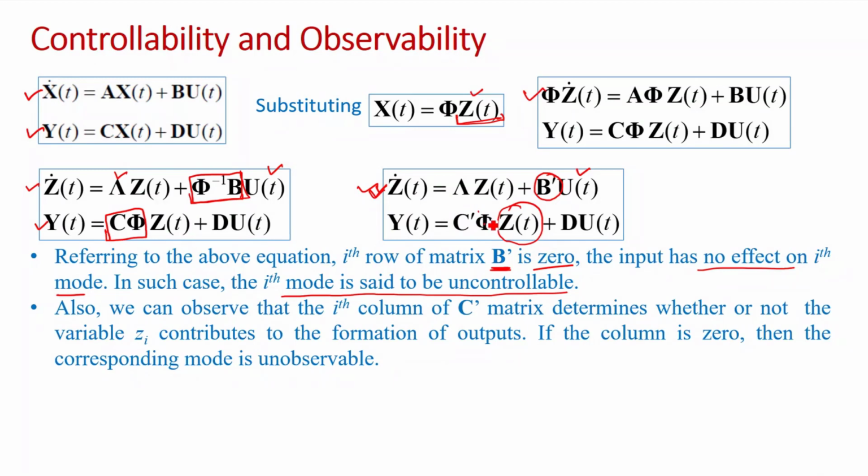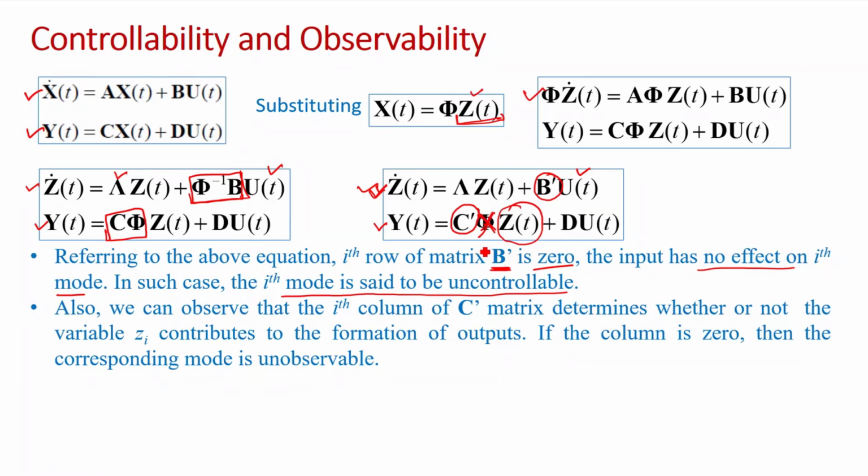Sorry, there will be no phi here, only C dash ZT. So phi will be removed, and this will be C dash ZD. So the C dash matrix will decide the observability of the different modes, right? So if the ith column of the C dash matrix is 0, then what will happen? Your ith mode is not observable in the output, right? So that means your ith mode is unobservable.